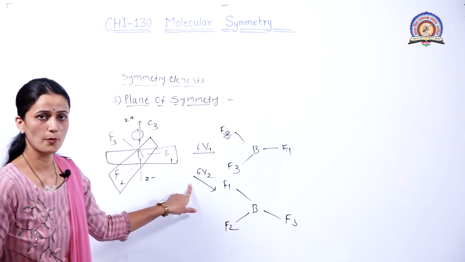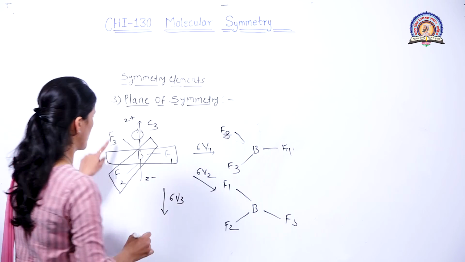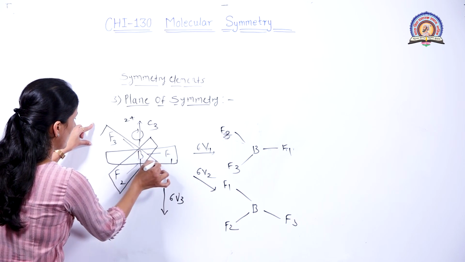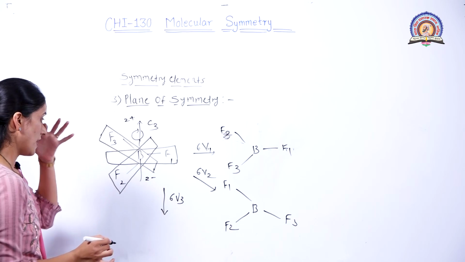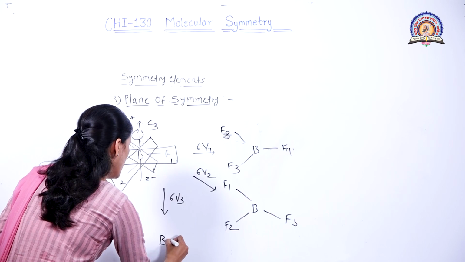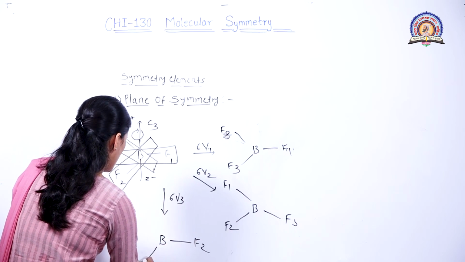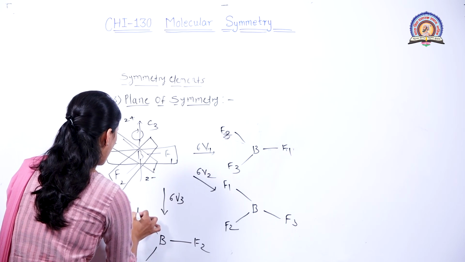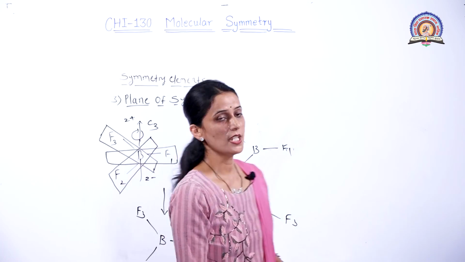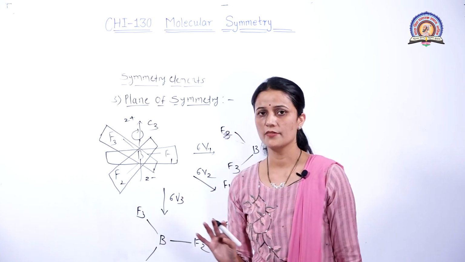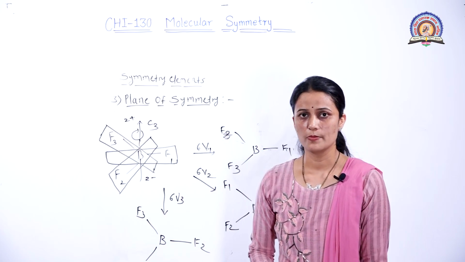This is the sigma v2 operation and now the sigma v3 operation. That is when I pass the plane like this, that is through B and F3. So I will get B, F2 is here, F1 is here and B and F3 remain as they are. Okay, so these are about sigma v. So sigma v is possible in this BF3 molecule. There are 3 sigma v and sigma h is also possible in this molecule.